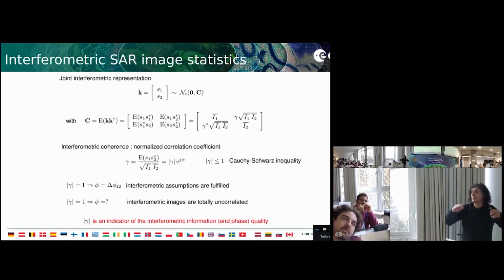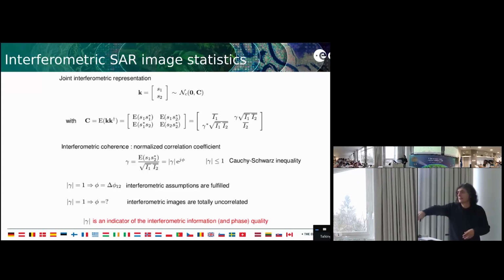If the correlation is close to 0, we know from the statistics that the interferometric phase is useless, and you can forget it. You cannot use it, and you are limited by the physics.